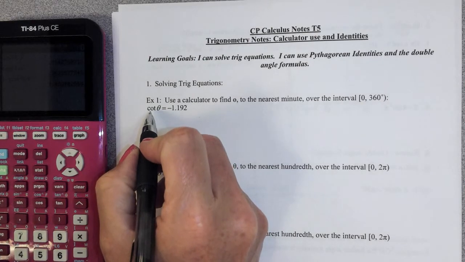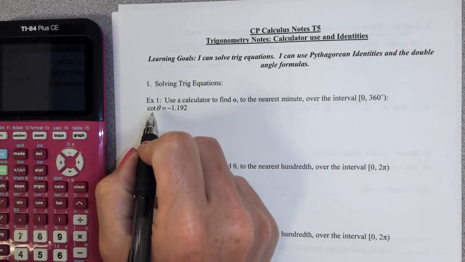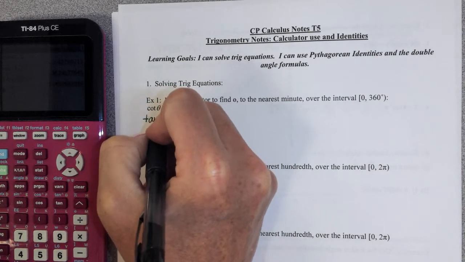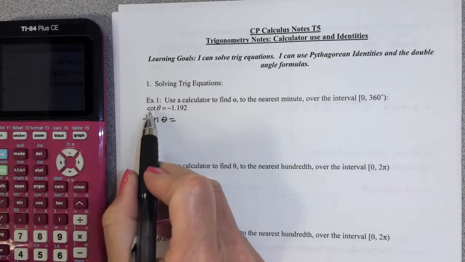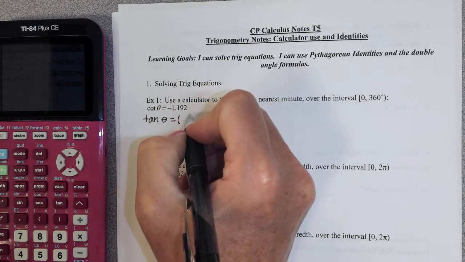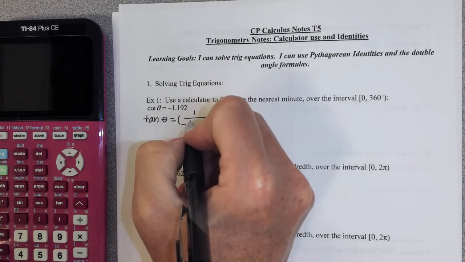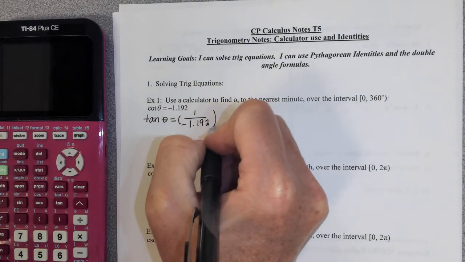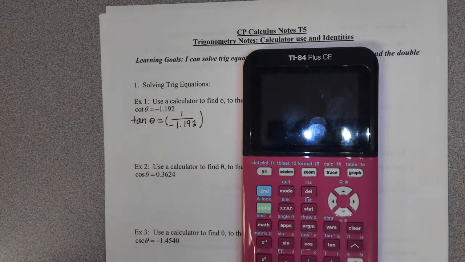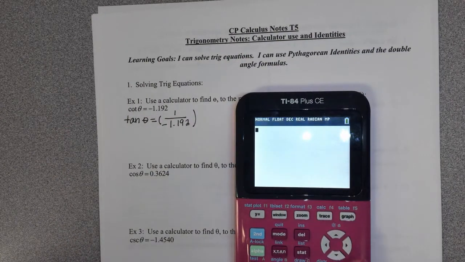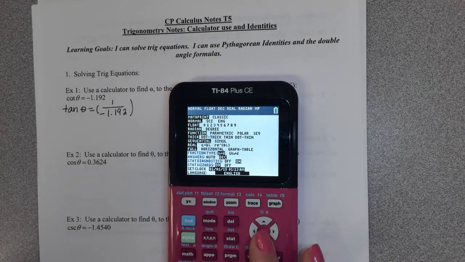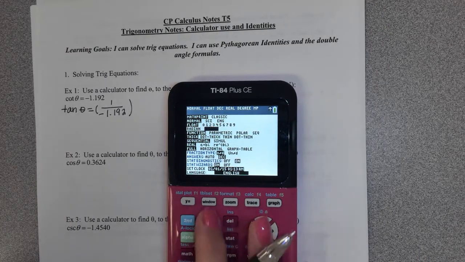All right, so on this problem, we're starting with a cotangent problem. This is a reciprocal function. Before I can do this problem, I must change this into its reciprocal function of tangent. If I'm going to change this into tangent, I have to use the reciprocal of this, which would be 1 divided by negative 1.192. Now I have it written as a tangent function.